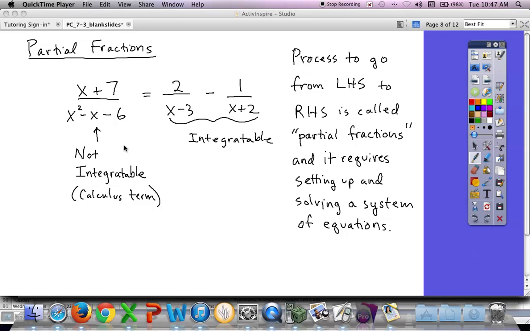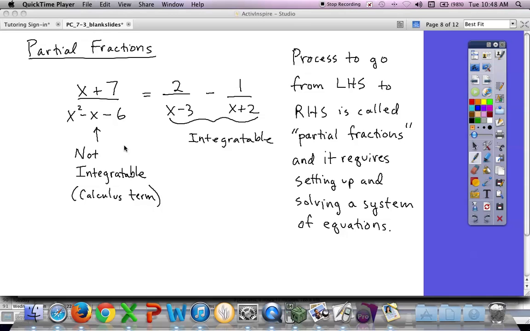Right? This is called a method that's called partial fractions. And the reason, and this is a little speaking ahead because you guys haven't got to this yet, but in calculus, there's two processes that you learn. One of them is differentiation, find a derivative, and the second is integration, find an integral.